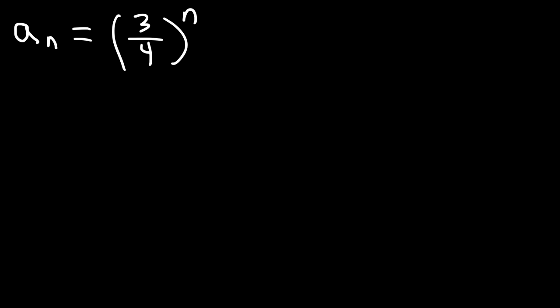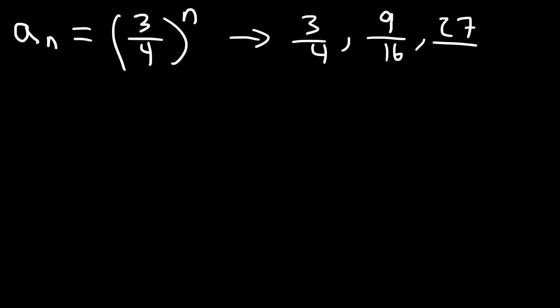So the first term, a sub 1, that's just going to be 3 over 4. The next term, when n is 2, 3 squared is 9, 4 squared is 16. And then the third term, when n is 3, 3 to the third power is 27, 4 to the third is 64. And then for the fourth term, 3 to the fourth power is 81, 4 to the fourth power is 256. Now let's get the decimal values for these fractions.